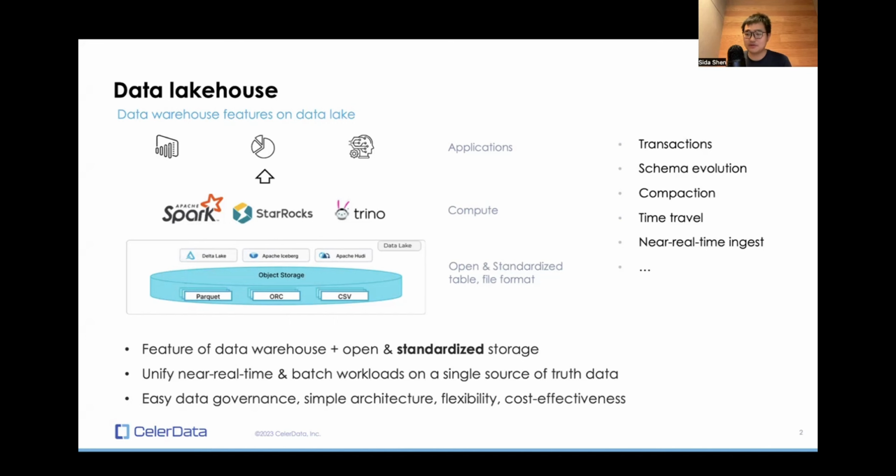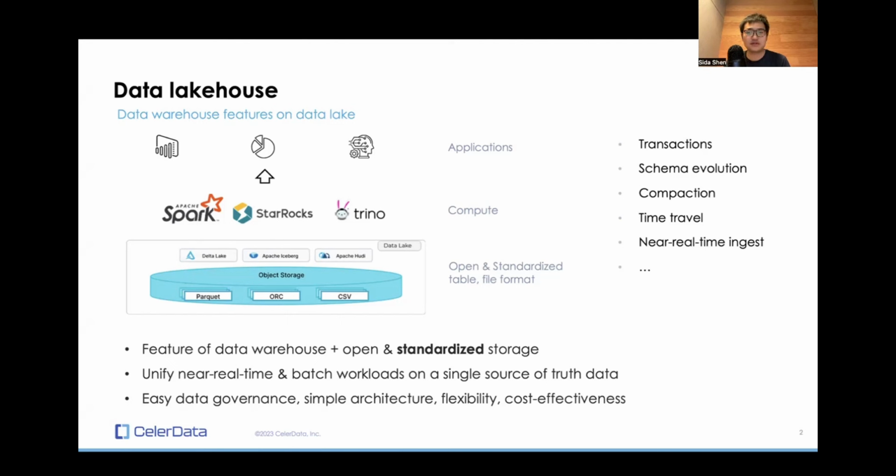And you also have the flexibility of having one piece of the data and multiple compute engines and applications running on top. Those are stateless, in the sense that they don't persist any data, so you can swap them in and out with no trouble. And overall, this is a much more cost-effective solution when compared to a proprietary data warehouse.